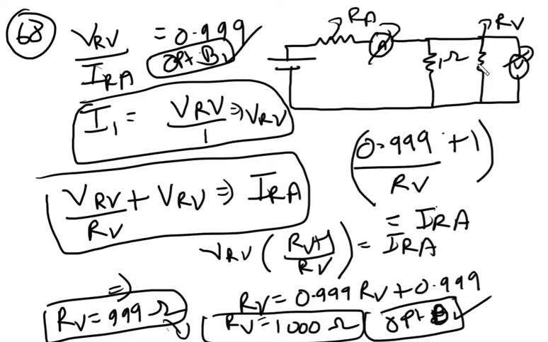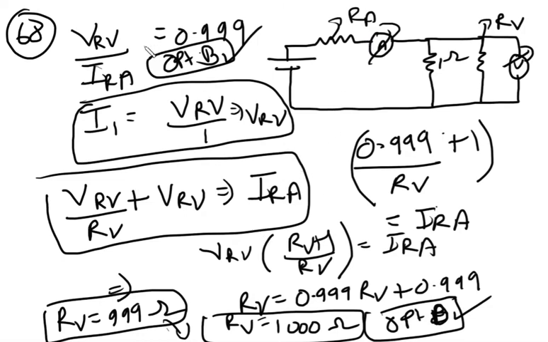Current across RV would be what? Voltage across RV, it is VRV by RV. So the sum of these two currents should be the current flowing through this, which is IRA.